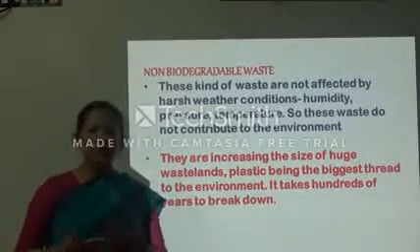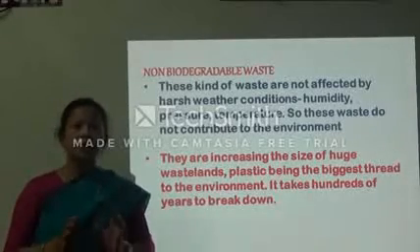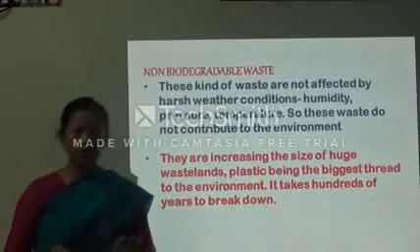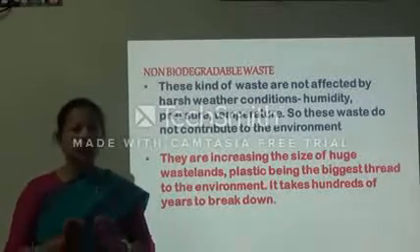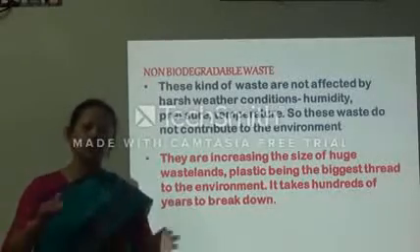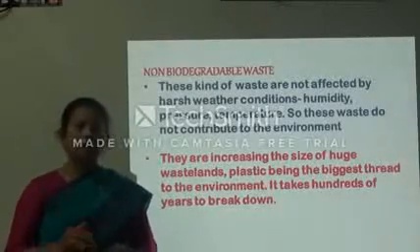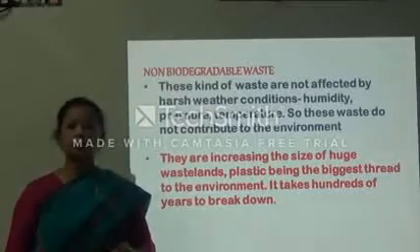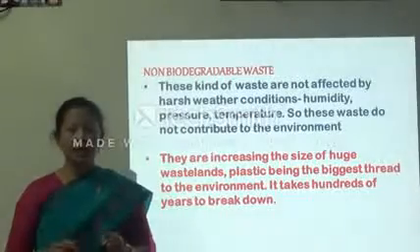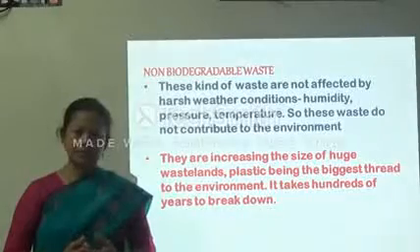So, non-biodegradable waste is this kind of waste. It is not affected by harsh weather conditions, humidity, pressure, or temperature. So, these wastes do not contribute to the environment. They are increasing the size of huge wastelands. Plastic being the biggest threat to the environment, it takes hundreds of years to break down. I hope you all have got a clear understanding of biodegradable and non-biodegradable waste.